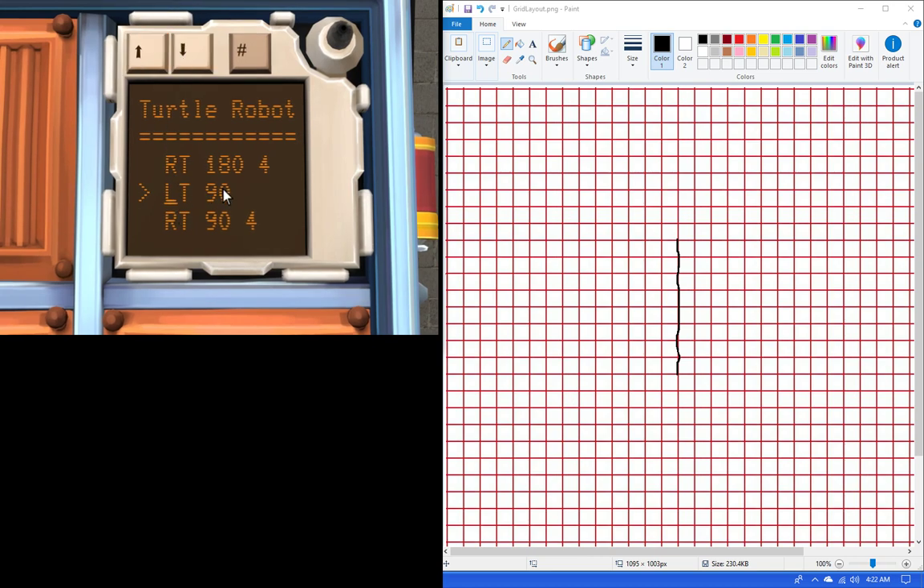Then you'll see something called LT 90 degrees. LT 90 degrees will make sure that your facing direction is now turned 90 degrees counterclockwise. So now you're facing this direction. Let's say I went FD 8 and then I did LT 90 and now I'm going to go FD 4. So I'm going to go forward in the new direction that I'm facing, which is 1, 2, 3, 4. So this LT 90 command is basically just me turning in that spot, counterclockwise, 90 degrees.